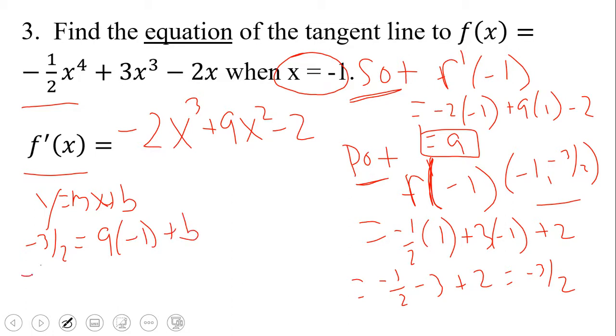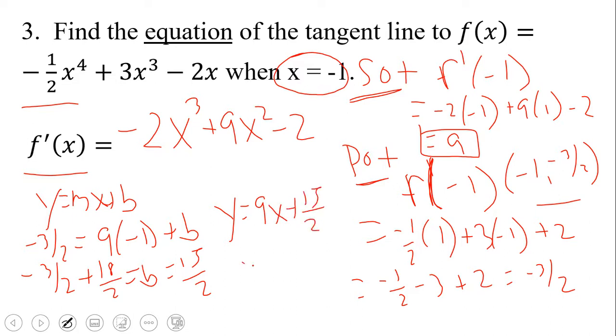So -3/2, you're going to add 9, which means you're adding 18/2. So -3/2 plus 18/2 would be 15/2, which means your equation is y equals 9x plus 15/2. So the numbers don't always turn out perfectly, but easy enough to do as long as you remember where does the slope come from, the SOT, and where does the point come from, the POT.